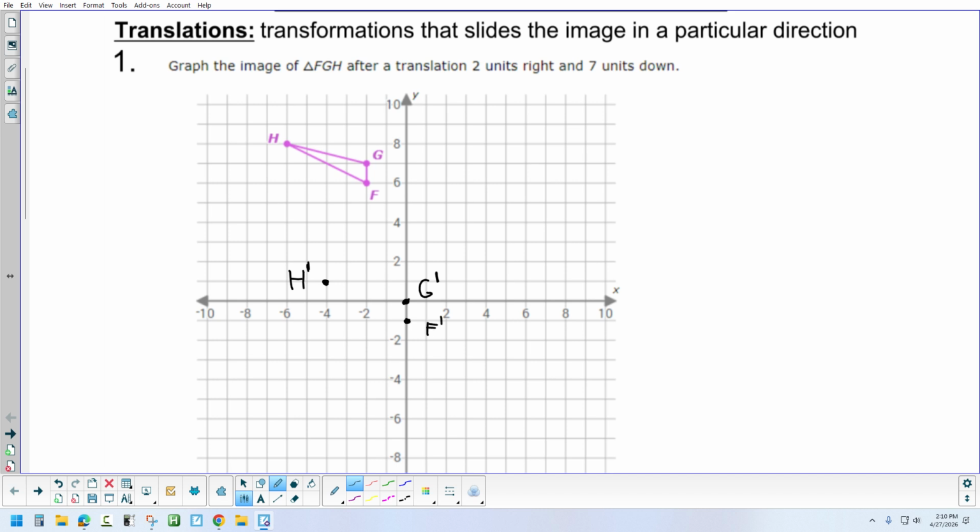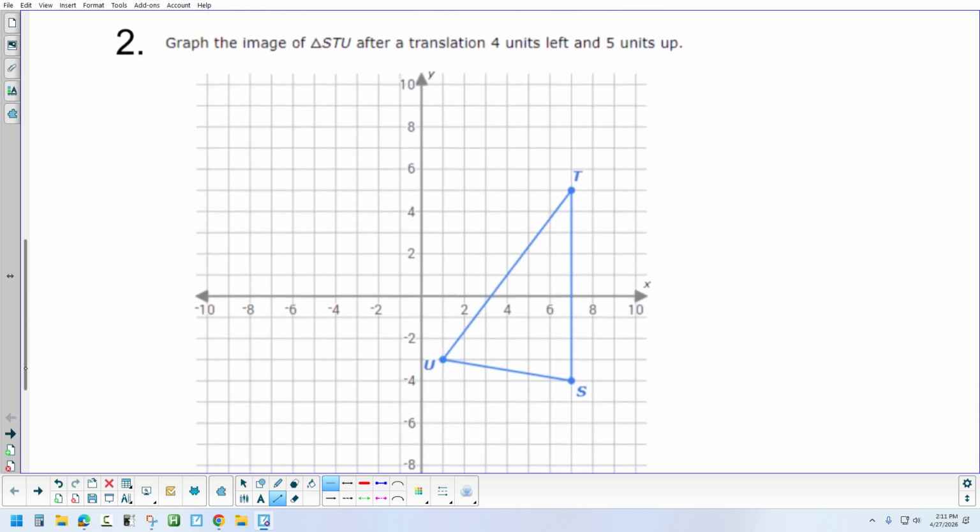Jake, what's the last thing I have to do? You just have to connect the dots. Yeah, now connect all the dots to make your shape. And there we go. So that's a translation. 2 units right, 7 units down. And if we did it correctly, it should look the same as the original. It's just in a different spot. All right, let's try the second one.